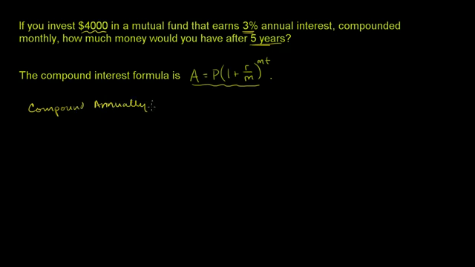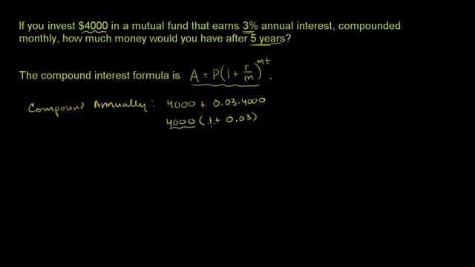Compounding annually. So you're going to start with $4,000. And then after 1 year, you're going to get 3% of $4,000. So 0.03 times $4,000. This is after 1 year. This is the same thing as $4,000 times, if you factor out the 4,000, 1 plus 0.03. So you have your original principal amount, and if you compound once annually, you get that times 1 plus your actual annual interest rate.